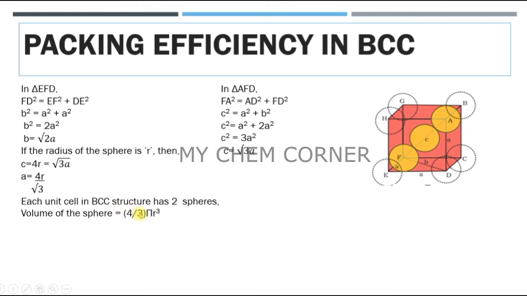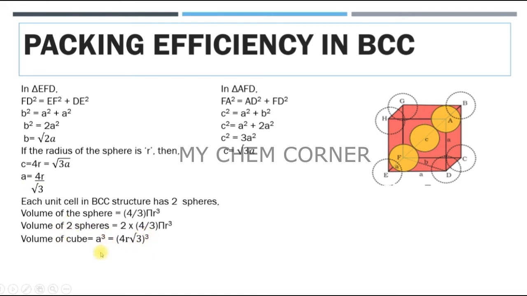Now the general formula for the volume of a sphere is 4 by 3 pi r cube. Because each BCC has 2 spheres belonging to itself, the volume of those 2 spheres is equal to 2 into 4 by 3 pi r cube. Next is the volume of the cube. The general formula is a cube. A is nothing but what we just calculated here, 4r by root 3, the whole cube.